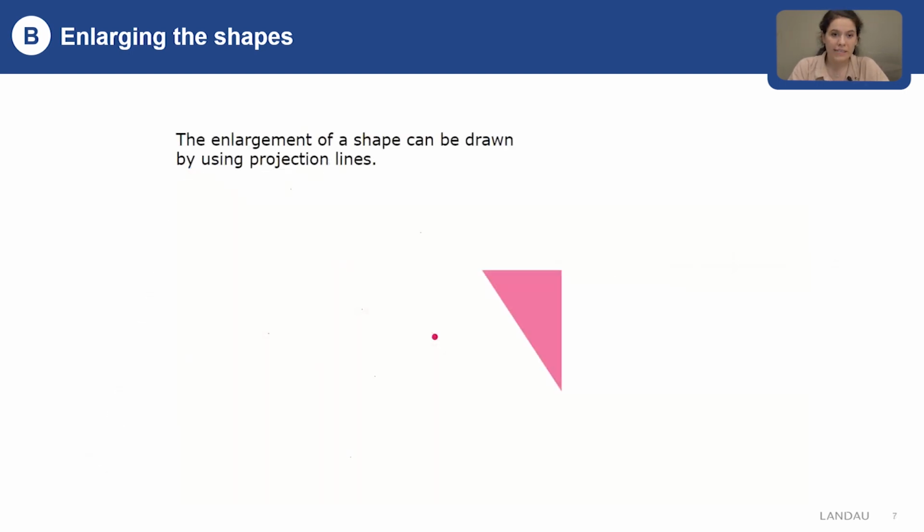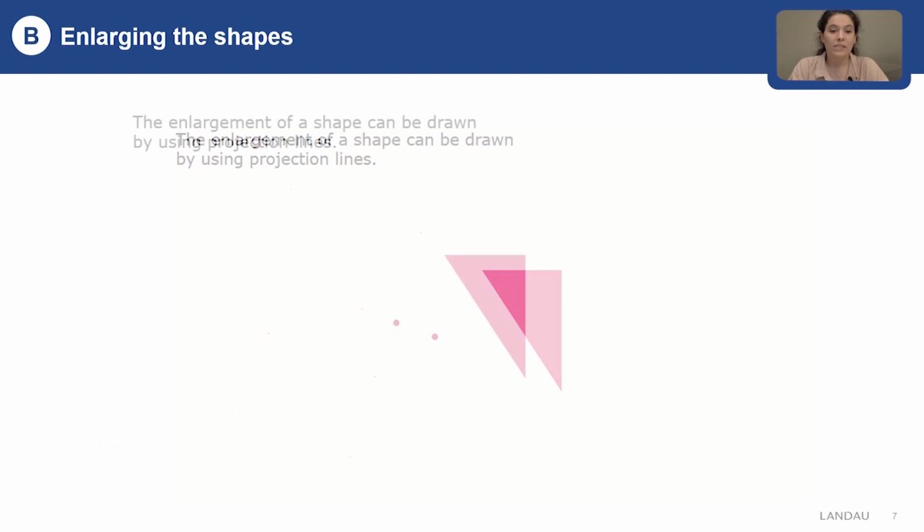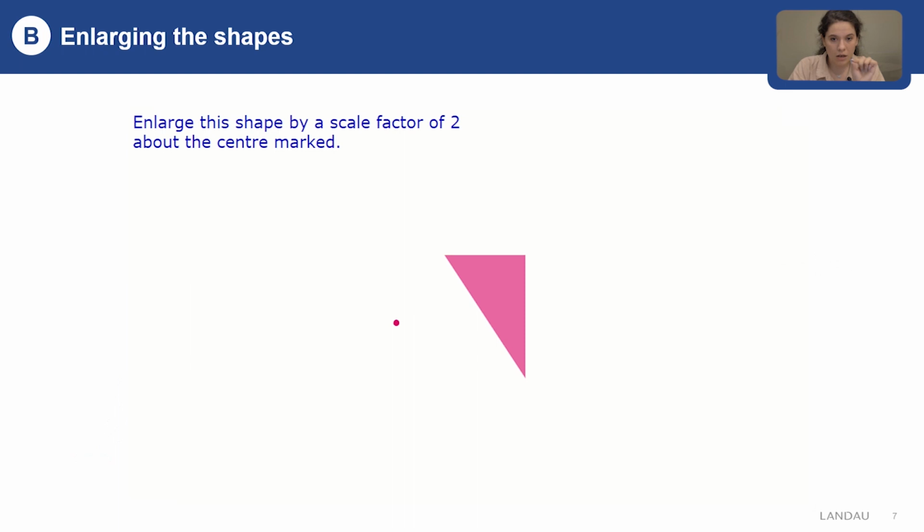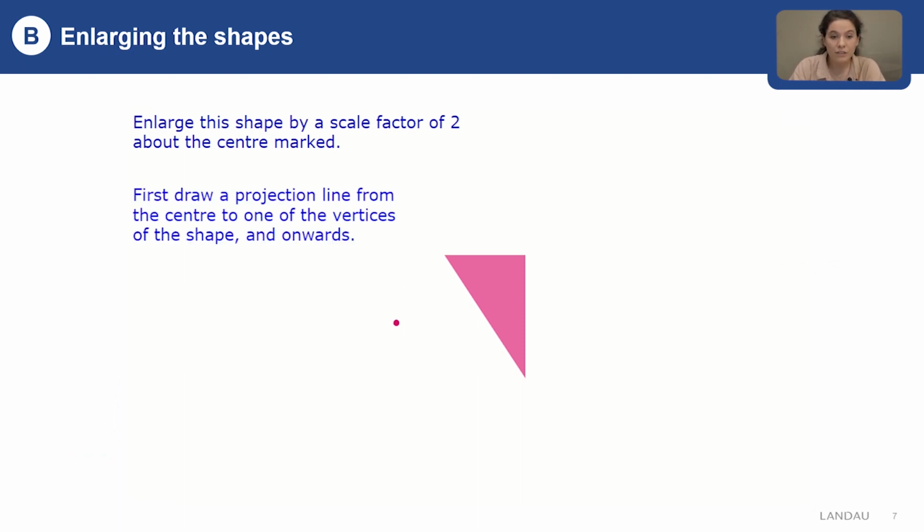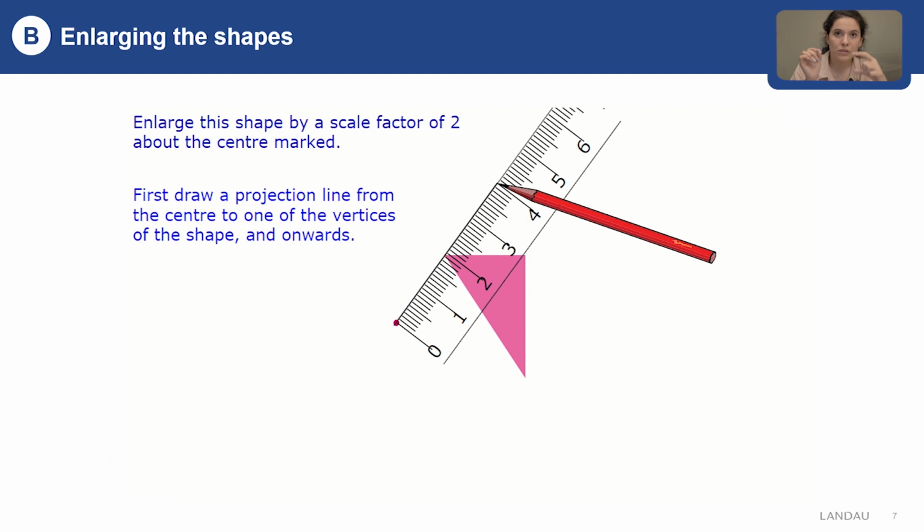Let's look at another example. It says enlarge the shape by a scale factor of 2 about the center marked. You see there is one dot. It is the center of the enlargement. It says first we have to draw a projection line from the center to one of the vertices of the shape and onwards. So I am doing what it requires. When I draw the line from the center of the enlargement to one of the vertices, it gives me 2 centimeters.